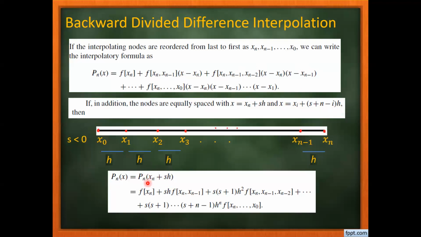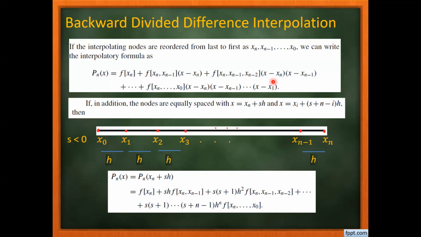Now do observe, here we have xn. Pn of xn plus sh. We replace the value of x with xn plus sh. Now here we have f of xn as it is, f of xn, xn minus 1 as it is, and instead of x minus xn, what will I get when I substitute n? That will be n minus n, 0. So I'm going to get sh. You can see we have written sh here, times f of xn, xn minus 1.